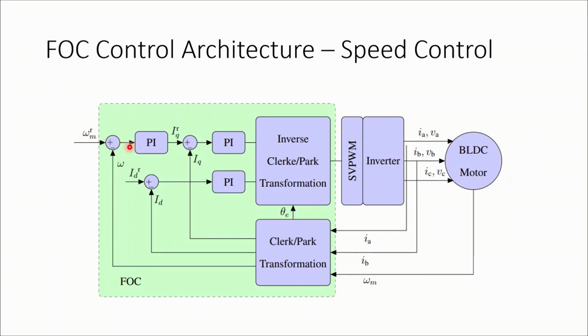The error is calculated and given to the PI, and the output of the PI is the reference IQ, or we can also call it the reference torque, because as we said, the torque and IQ are proportional terms. IQ is proportional to the equivalent torque of the motor. So this is the IQ reference, which is the reference torque, and then the further part is the same as what we discussed earlier.